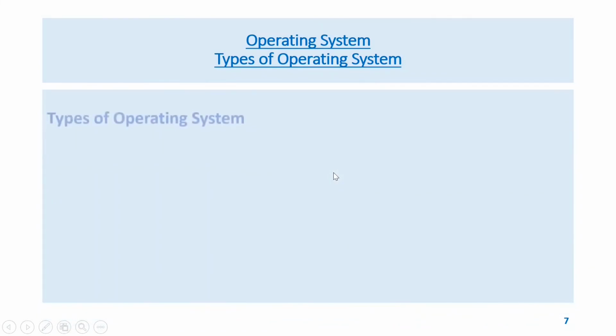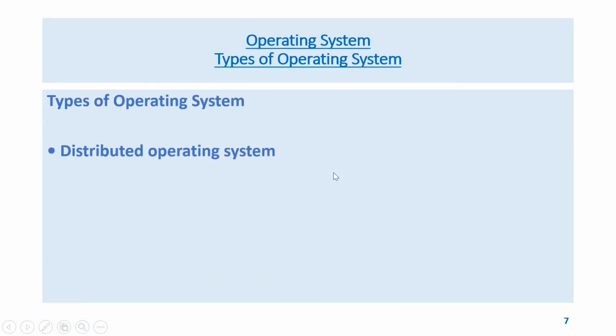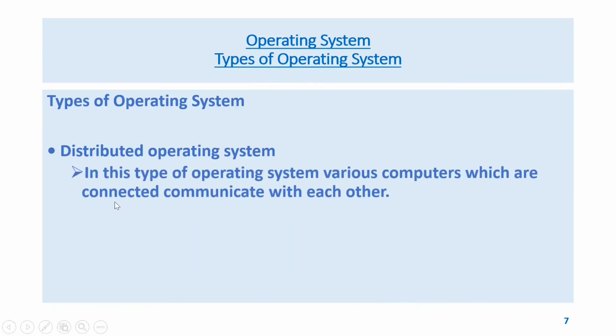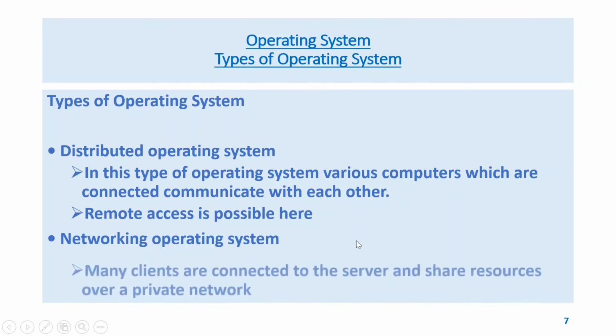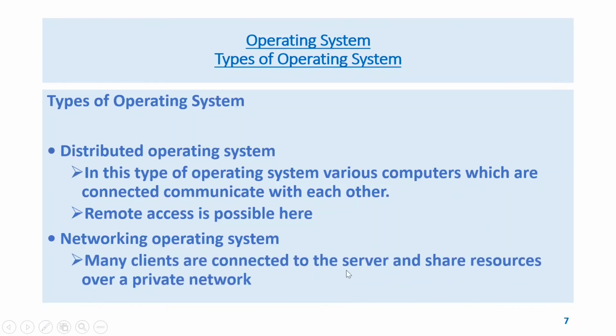These batches of jobs will be sent to the computer, so they will interact with the computer. The next type of operating system is distributed operating system. In this type of operating system, various computers which are connected communicate with each other. Remote access is possible in distributed operating system. Network operating system. Many clients are connected to the server and share resources over a private network. So here it's a server client system where many clients are connected to the server and share resources, and it is a private network.